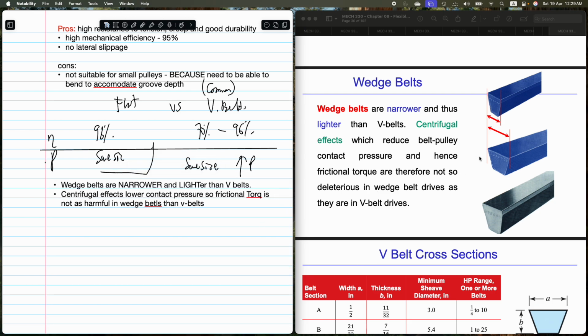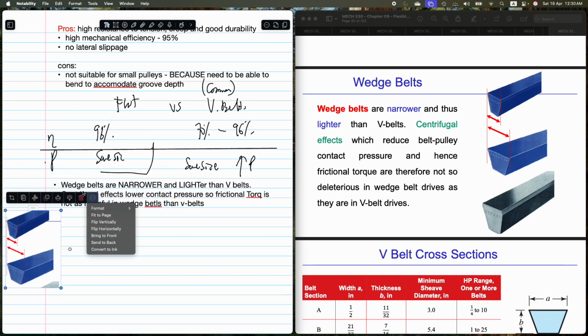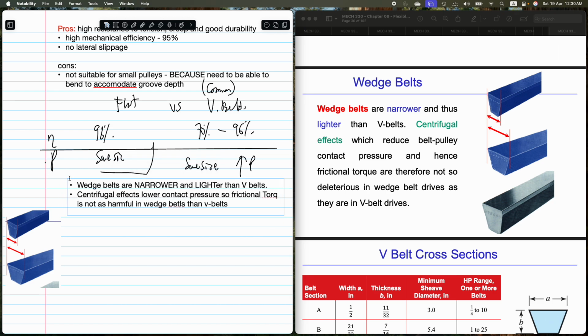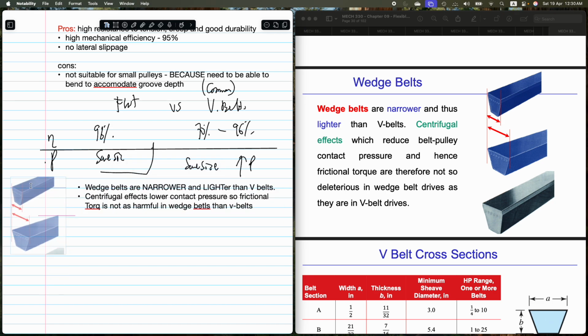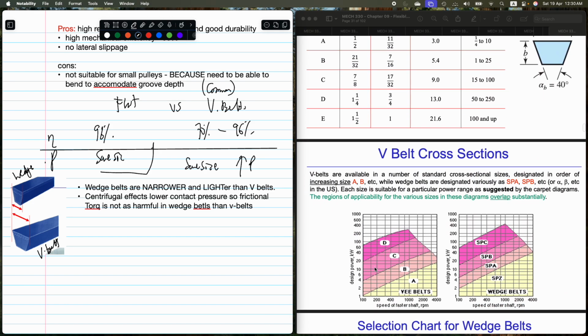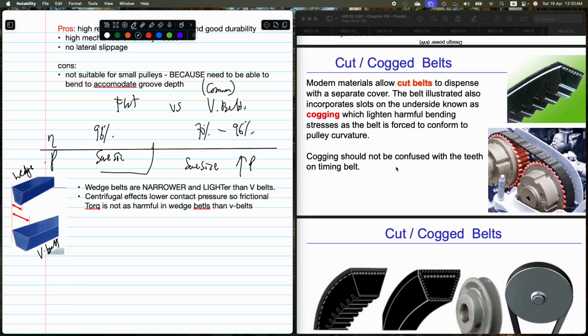So just quickly, we'll put a diagram there. So it's narrower than, so this is your comparison, so let's put it beside it, something like this. Okay, there we go. This is the comparison. So our V belt is here, and this is the wedge belt. This stuff we don't need to know. V belt cross section, yeah, okay.